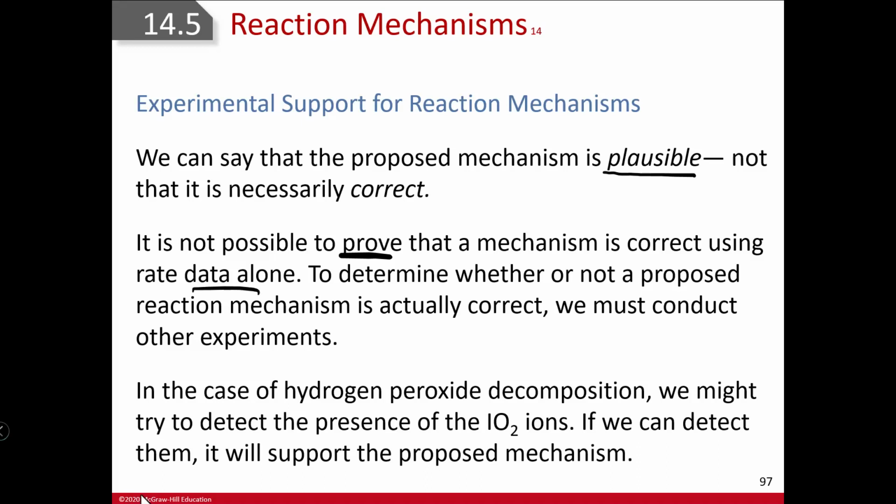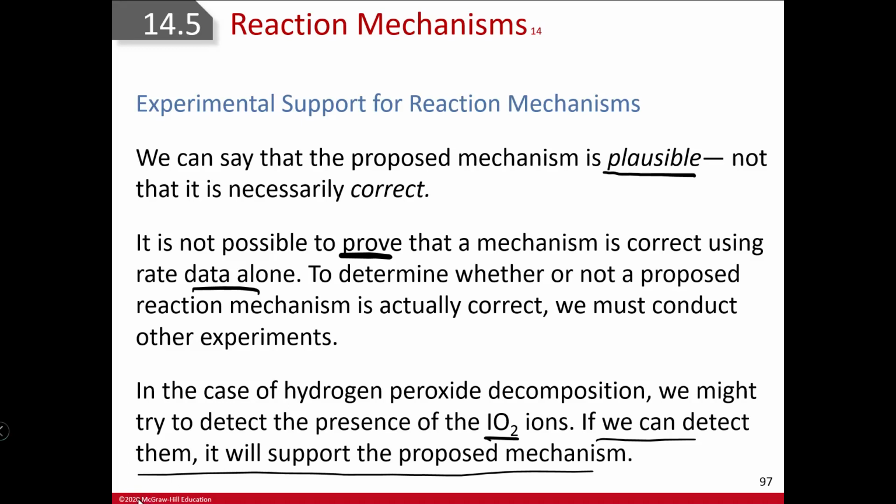Okay? So it says to determine whether or not a proposed reaction mechanism is actually correct, we must conduct other experiments. It's not easy. You can spend your whole life calculating or looking for true reaction mechanisms. So in the case of hydrogen peroxide decomposition, we might detect the presence of IO- ions. So that intermediate, once it forms, if we can detect that, then we can support our proposed mechanism. So that's something we would look for.